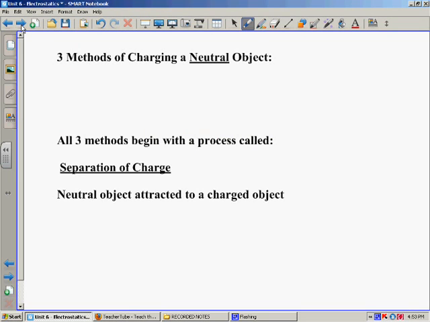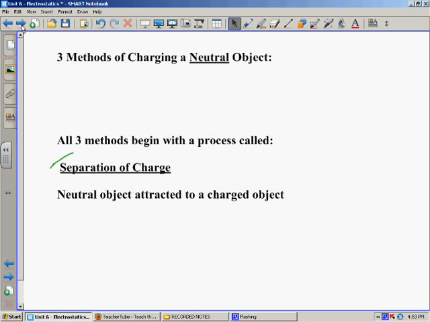And now we're going to start looking at how do we charge objects, and specifically how do we charge neutral objects. There's 3 basic methods. There's conduction, induction, and permanent separation of charge. All 3 methods begin with separation of charge. And the idea of separation of charge is the fact that a neutral object will be attracted to a charged object. The neutral object being an object that has the same number of electrons and protons.